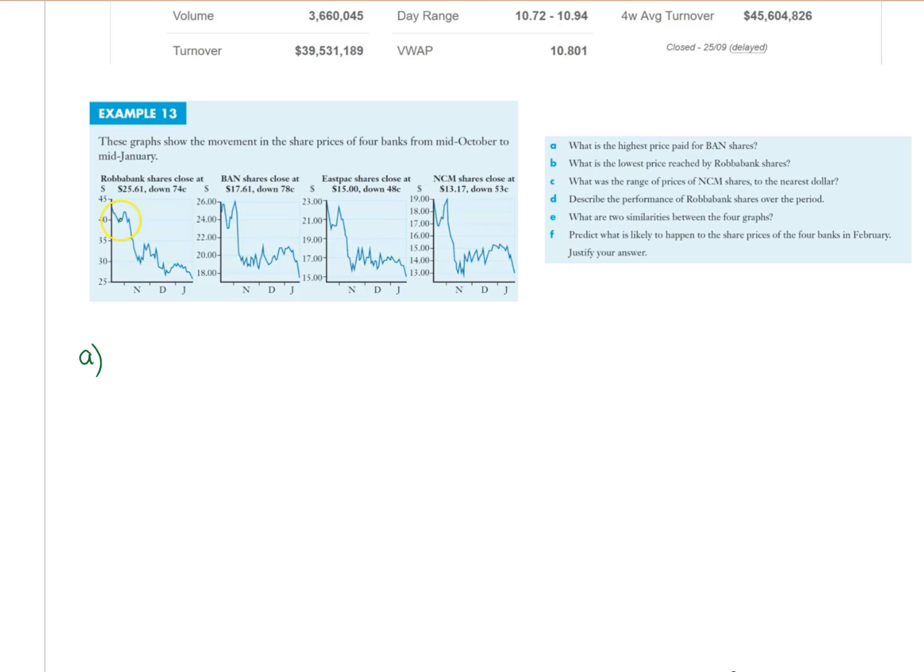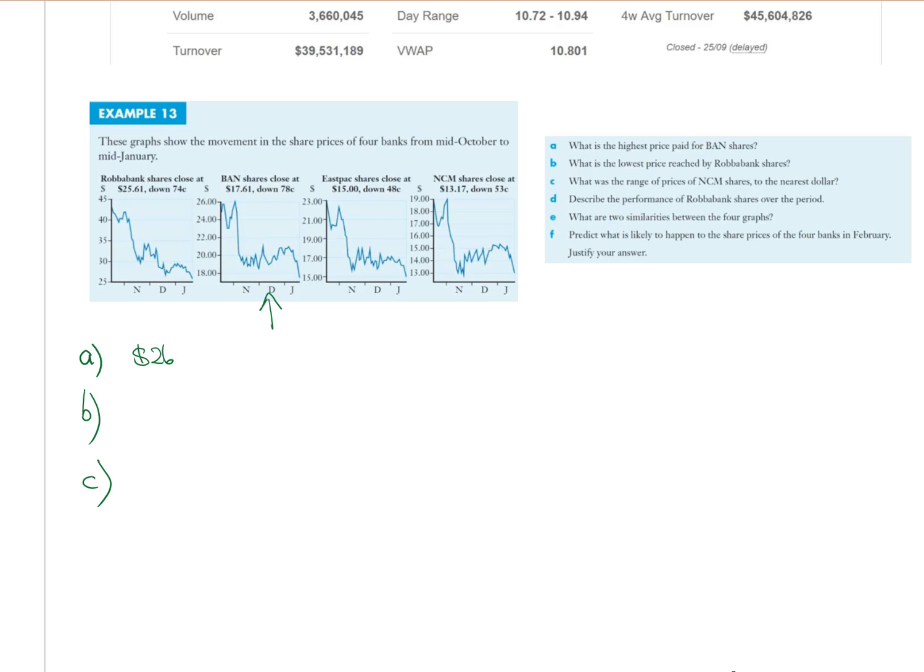They also give you in their title the closing price and how much of a shift there has been, and that is recorded for all 4 of them. A says, what's the highest price paid for the BAN shares? So make sure you're looking at this graph, and the highest price there looks like $26.